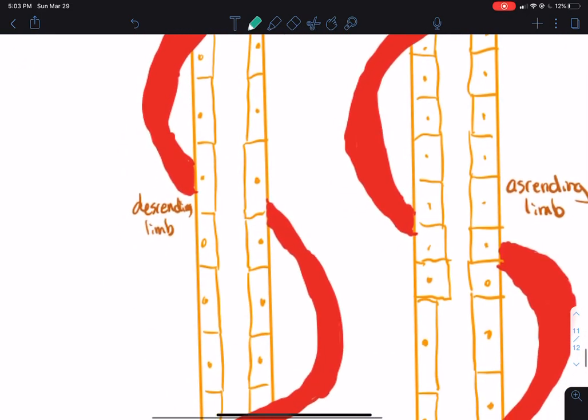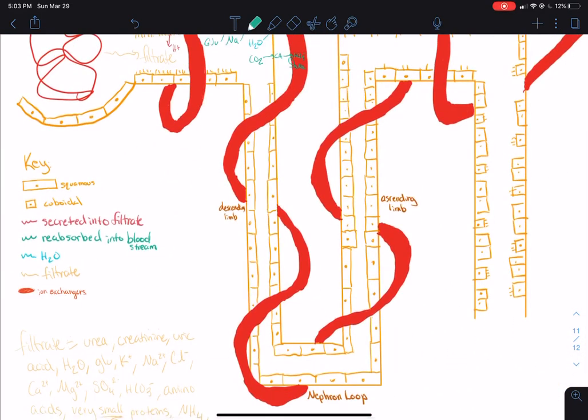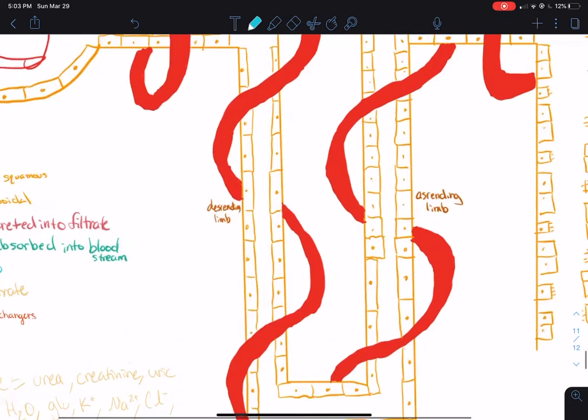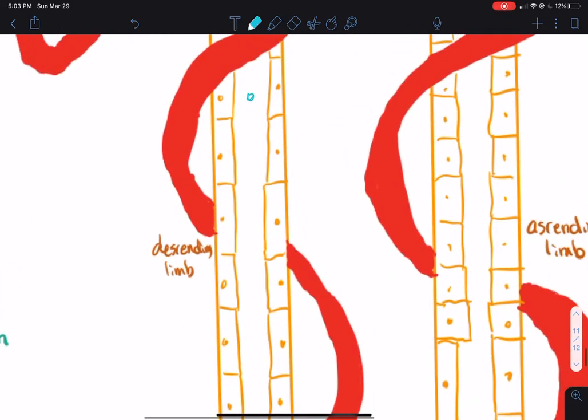Now we'll move down into the descending limb. I have a lot of simple squamous epithelium here. I don't have any cuboidal epithelium, which means I'm probably not going to be secreting anything in here. Also, simple squamous epithelium means that there's a lot of easy passive diffusion that can happen. So here we're only really concerned with water. And water, we had a lot get reabsorbed in the PCT, but we really want to concentrate the urine and hold on to water as much as possible. So we're going to get rid of water from the tubular space.